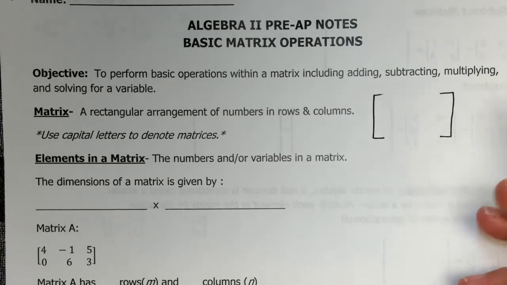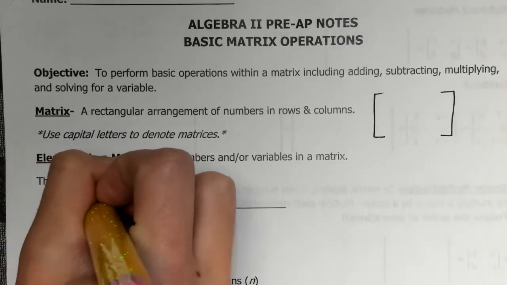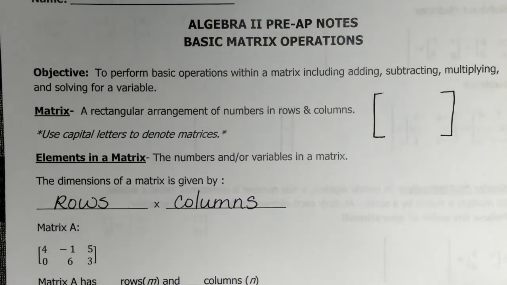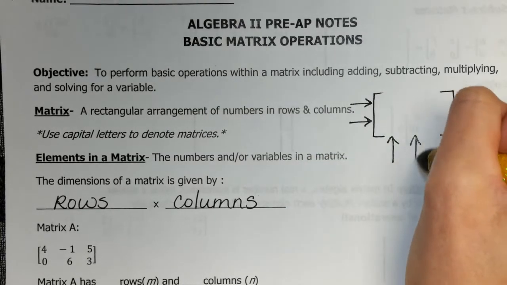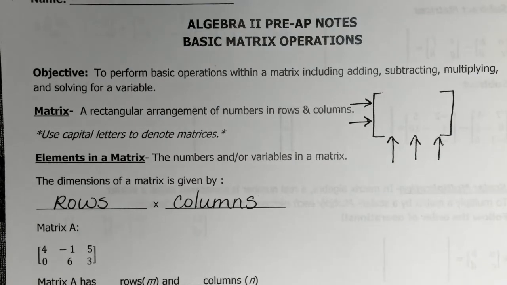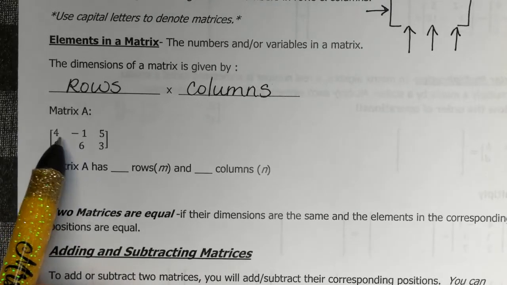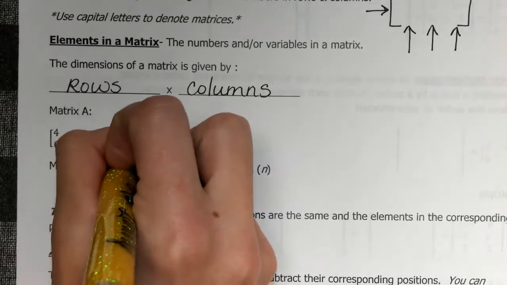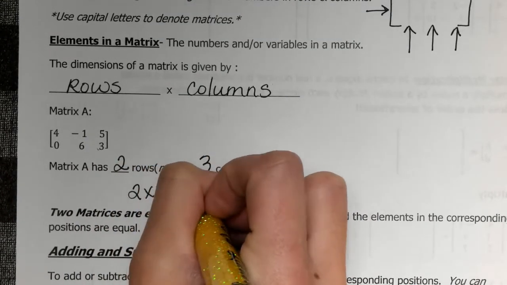Okay, so the dimensions of a matrix are given by rows by columns. So you're going to look at the number of rows and then by the number of columns. That's really important to get down because when we get to multiplying matrices, that matters. So if I look down matrix A, I've got 4, -1, 5, 0, 6, 3. How many rows does it have? How many columns? So it is considered to be a 2 by 3 matrix.